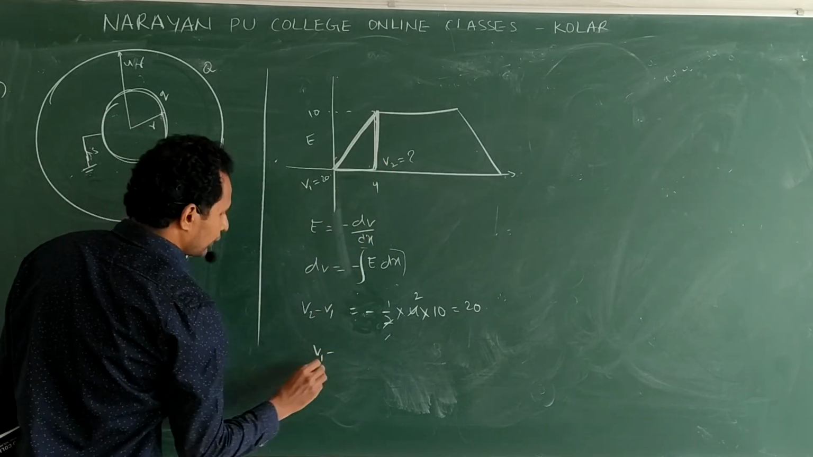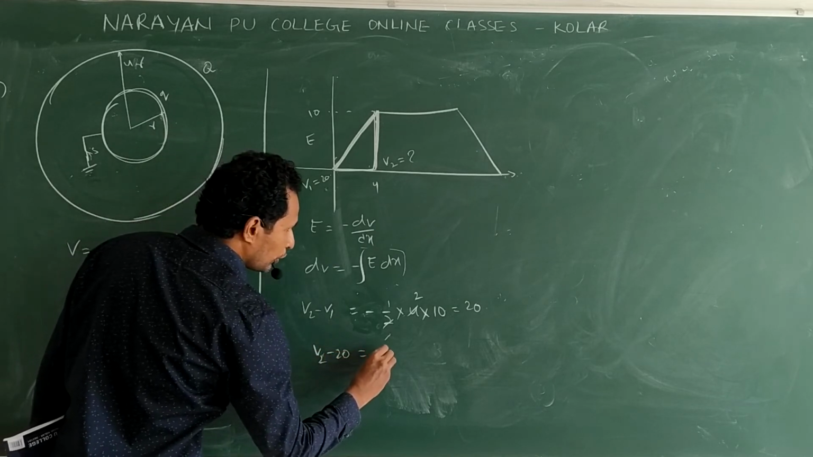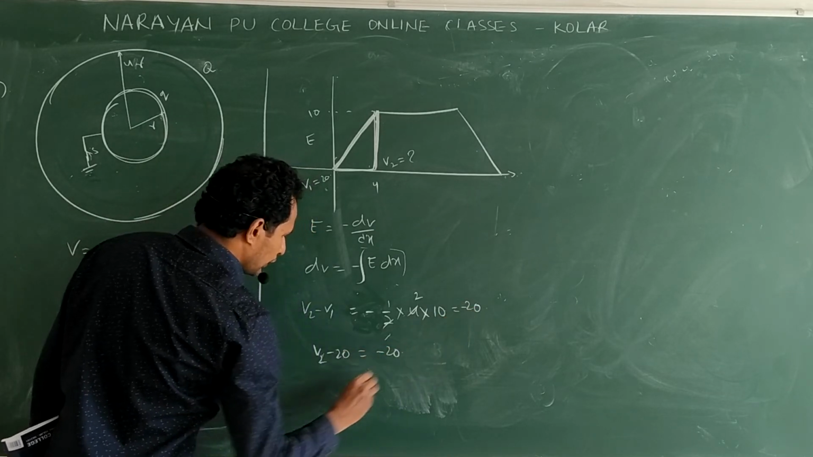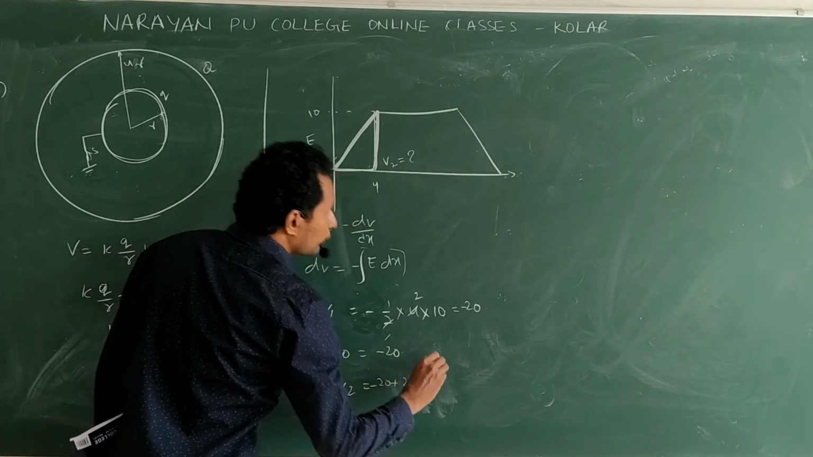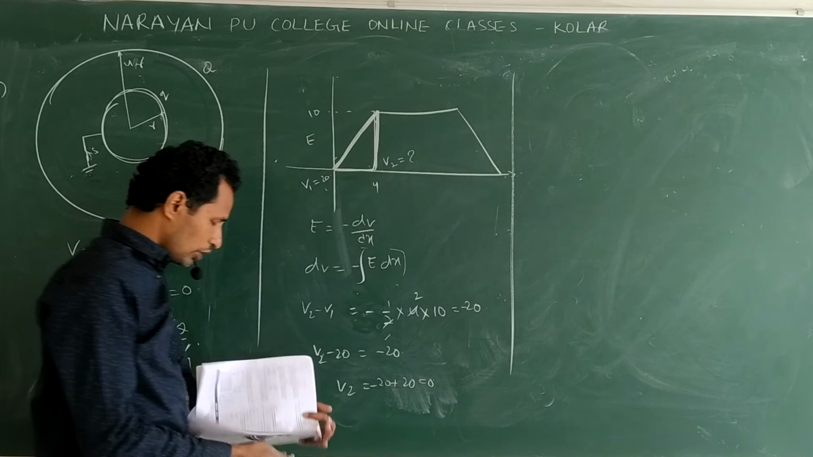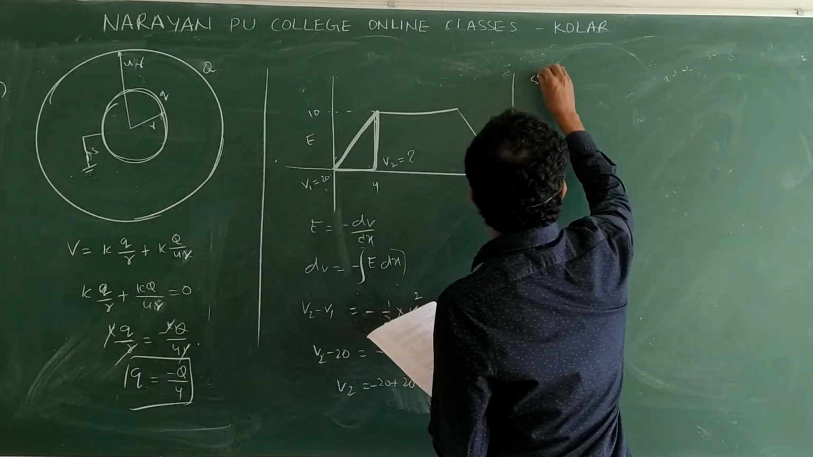Then they are asking V2. So V2 minus V1, which is 20, is equal to minus 20. Then V2 is equal to minus 20 plus 20, which is 0. Now the option is 4. Now come to 59.